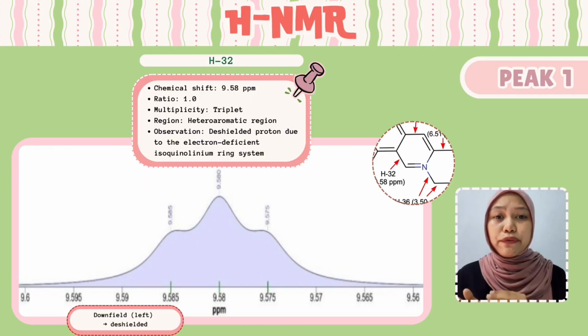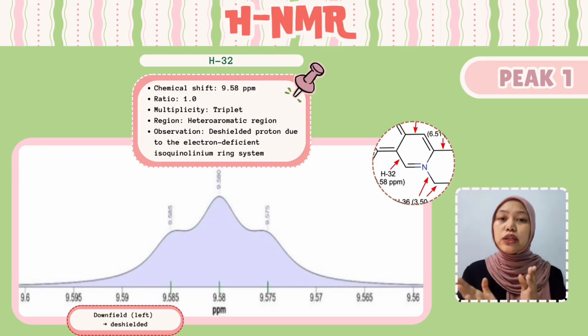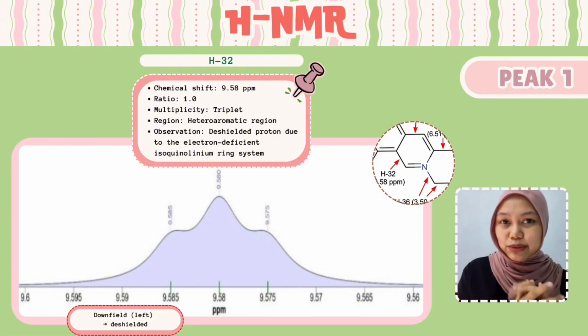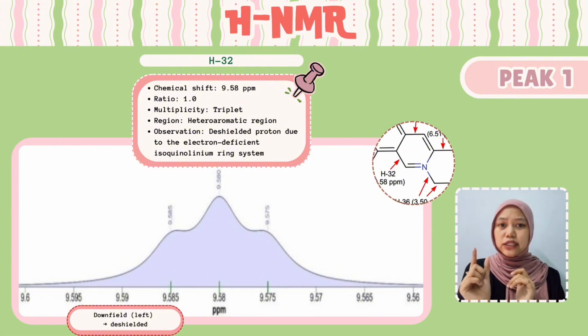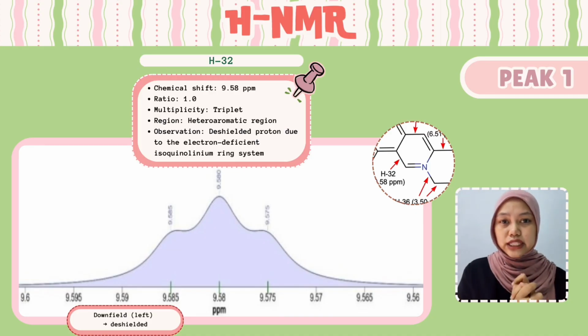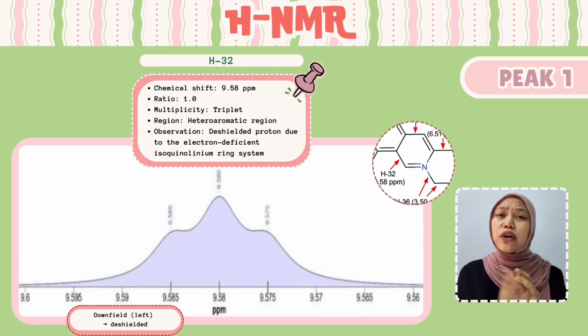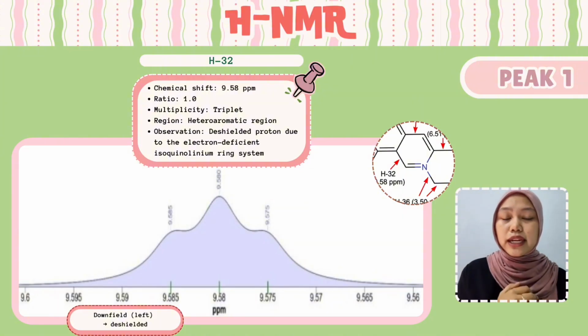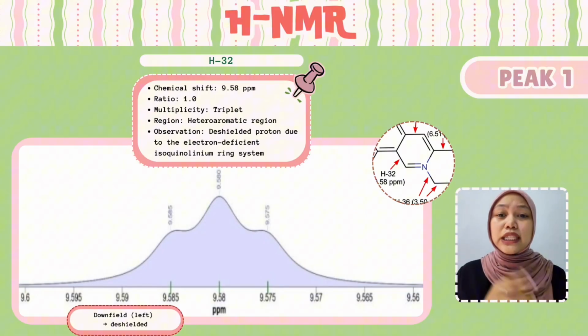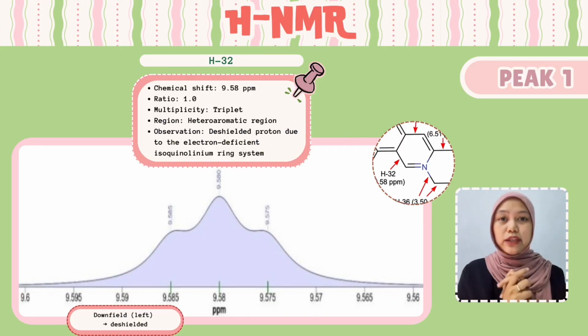The deshielding effect can be explained by the isoquinoline system, where the nitrogen atom carries a positive charge. The positively charged nitrogen withdraws electron density from the ring system, causing nearby protons to experience less shielding and appear at a higher chemical shift. The signal appears as a triplet, suggesting that hydrogen 32 is coupled with 2 neighboring equivalent protons.